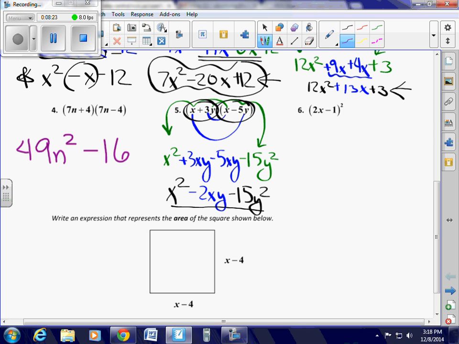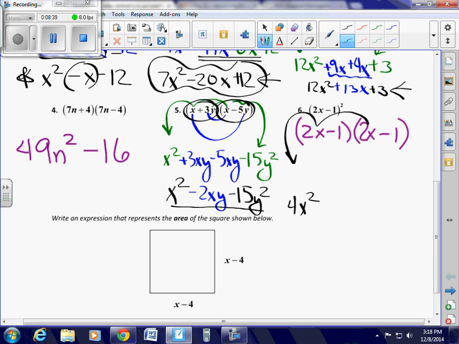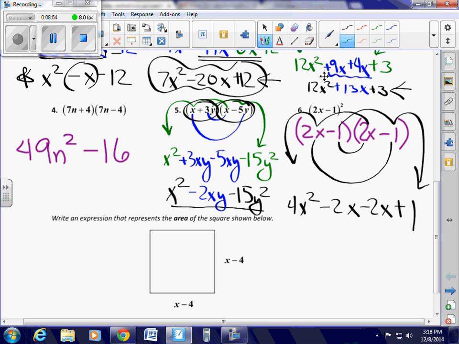Long story short, number 6, 2x minus 1 quantity squared means to take 2x minus 1 times 2x minus 1, and this is FOIL. 2x times 2x is 4x squared. Negative 1 times negative 1 is positive 1. But look what happens in the middle when we do the bottom part of FOIL. Negative 1 times 2x is negative 2x. 2x times negative 1 is another negative 2x. Your final answer, 4x squared minus 4x plus 1.